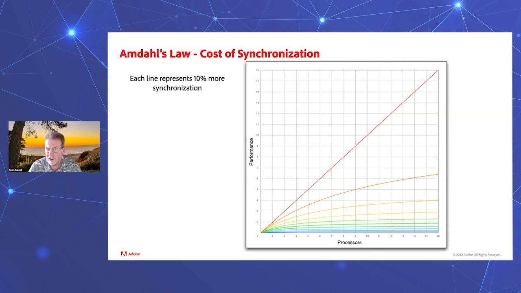So if we had no synchronization and we added more cores, our performance would scale linearly. But if we only have 10% of synchronization and we're all the way out at 16 cores, we're looking at just a little more than a 6x speed up. This is one reason why CPU manufacturers don't just put hundreds of cores on your device. You would get very little benefit of them.